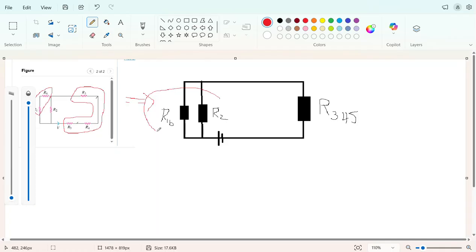And now you can see that we have a simple parallel here. The value of that one, R1,2,6: 1 over R126 is equal to 1 over R16 plus 1 over R2.